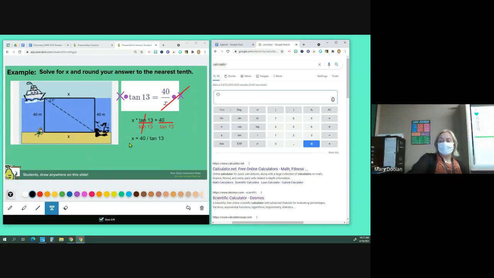And then all I need to do is figure out what is 40 divided by tan of 13. So I'm going to just type that in, 40 divided by tangent. It'll automatically pop up parentheses. I'll type in 13. I'll close the parentheses. And then I just need to click equals. And I'm going to round my answer to the nearest tenth. So when we do round our answer, anytime you round, you would then switch to that wavy equal sign, right? Which means approximately equal to.